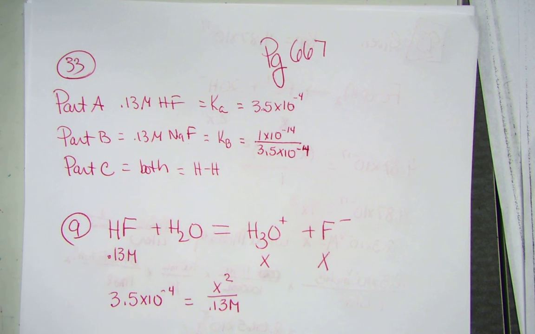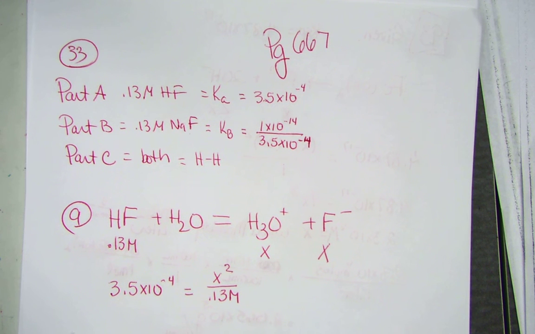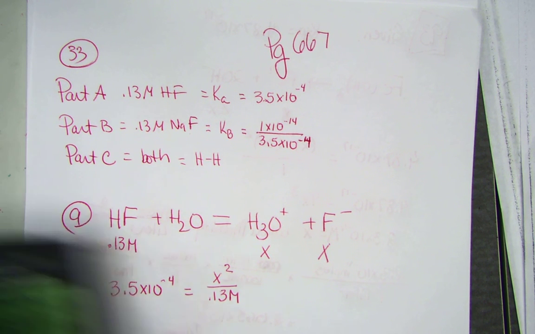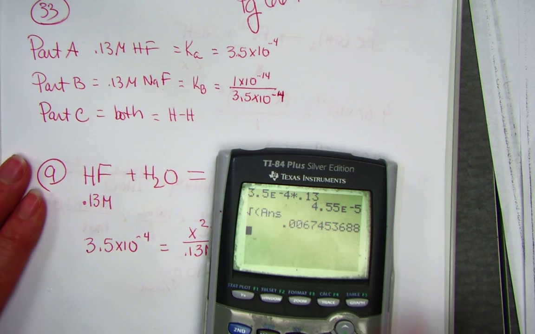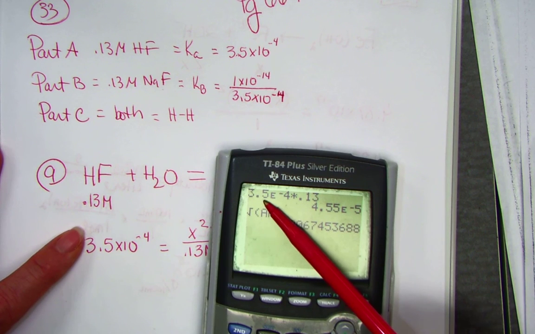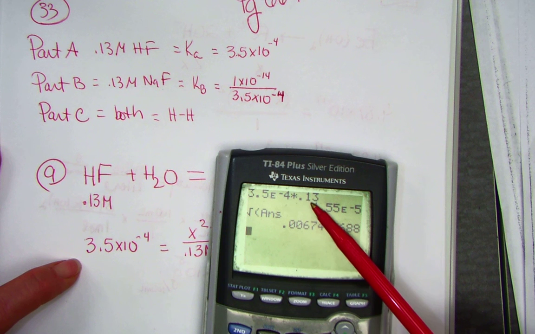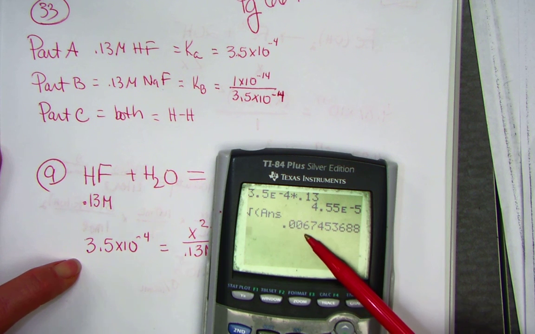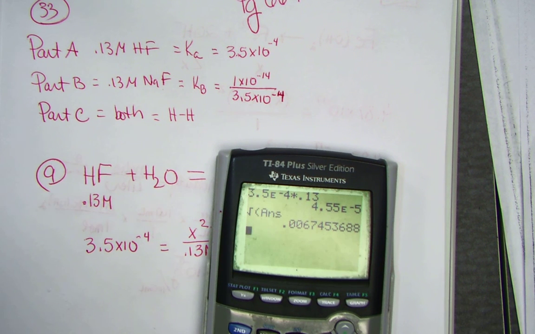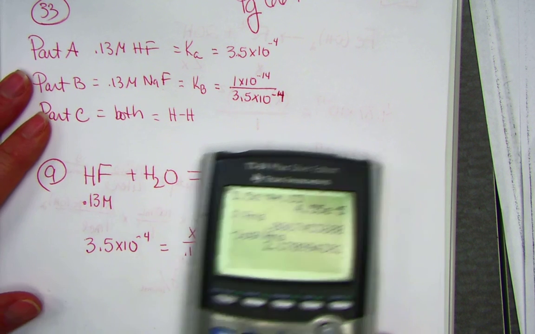Let's pull out the value of X, knowing X stands for hydronium. 3.5 e negative 4 times 0.13, square root that answer, just to share what my screen says so far. 3.5 e negative 4 times 0.13 got me X squared, square rooting that, and my value of X, 0.0067. That's hydronium. Negative log that answer, and we'll get a pH of 2.17.